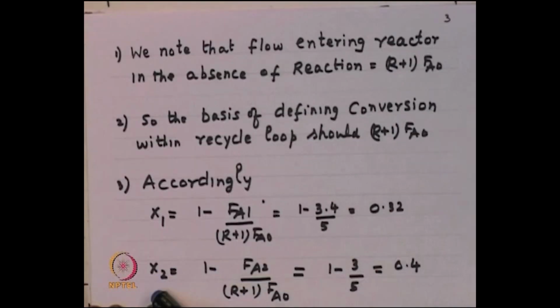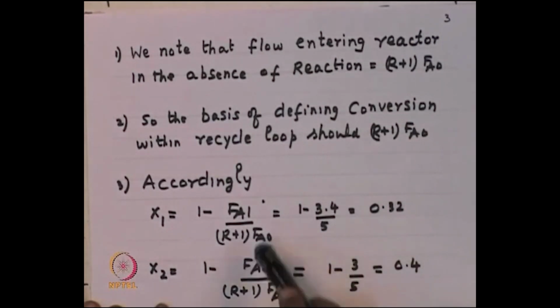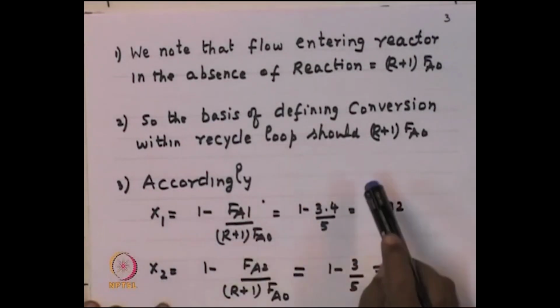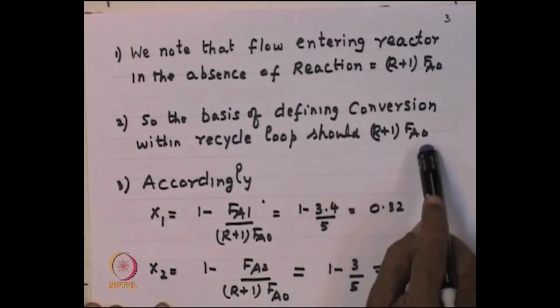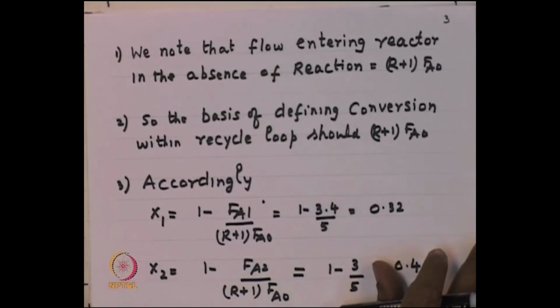Is that okay? So, I am just summarizing what we have said already, that flow entering the reactor in the absence of reaction is R plus 1 F A 0. Therefore, the basis for defining conversion within the recycle should be R plus 1 F A 0. Therefore, the value of X 1 is 0.32, X 2 is 0.4 and X 3 is 0.4. There is consistency between inside and outside the loop. So, we will go further now.